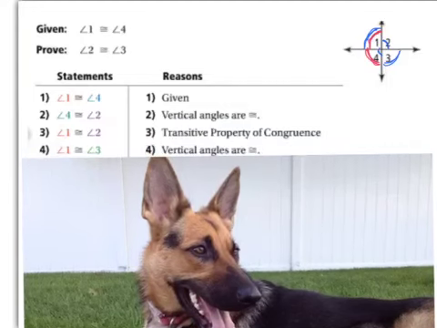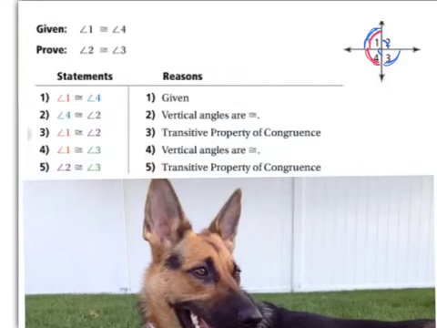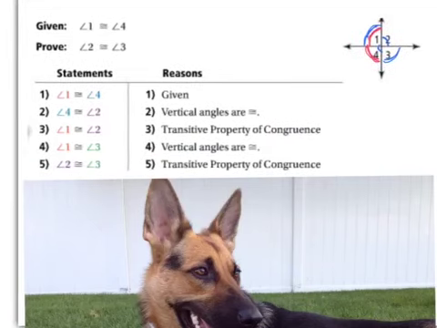Then we can say that angle 1 must be congruent to angle 3 because we said before they're vertical angles, and vertical angles are congruent, which means angle 2 must be congruent to angle 3 by the transitive property of congruence. So again, it was given that 1 is congruent to 4. Then since 4 and 2 are vertical, they're congruent. So then we can use transitivity to prove 1 and 2 are congruent. Then 1 and 3 are vertical, so we can use transitivity, since they're both congruent to 1, that 2 and 3 are congruent to each other.